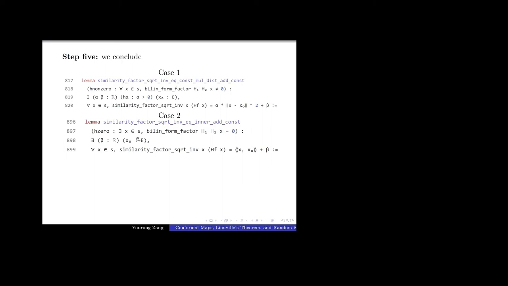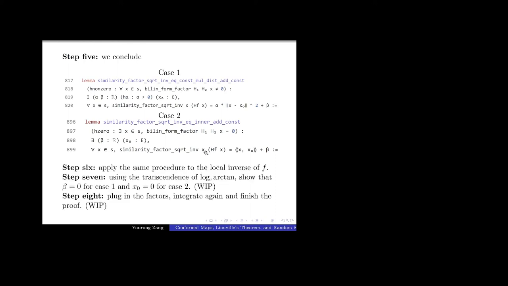And then case two, when there exists some x in the open set we are talking about where the bilinear form factor is zero, which is just the negation of the previous statement. I do it this way because it's easier for the proofs. In case two, there exists some real beta and a fixed vector x naught so that for all x in this open set, the inverse of the square root of the similarity factor at x is the inner product of x and x naught plus beta, the real constant.